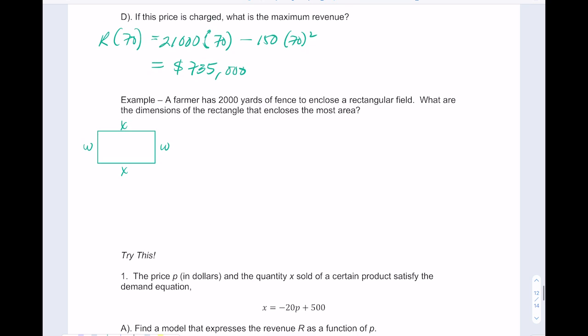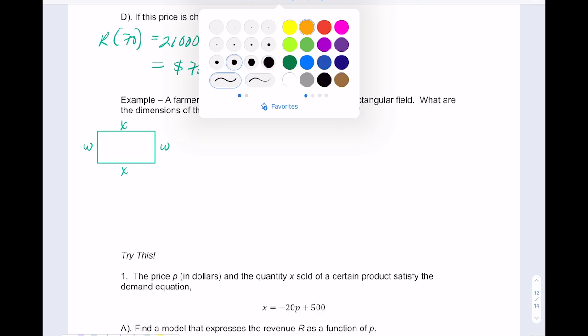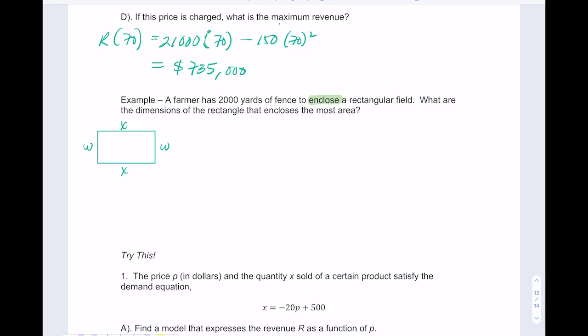Enclosing anything is talking about perimeter, or the distance around a figure. We know that for rectangles, you can use the equation 2 times the length plus 2 times the width. Okay? Instead of using L for length, you can use X. It doesn't matter. So I'm just going to substitute in here. I know my perimeter is 2,000, and I know my length is X, and my width is W.